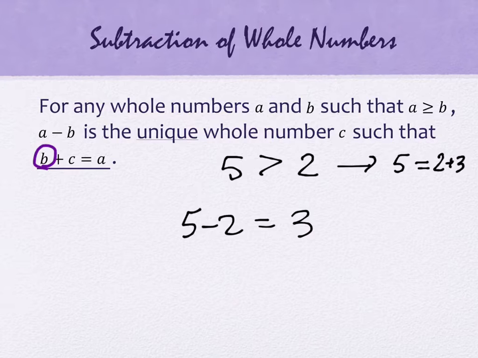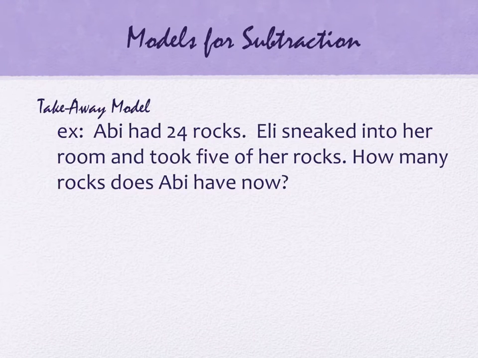We're going to take a look at 3 models of subtraction. The first model for subtraction is the takeaway model, and in fact, if you were to ask a lot of children what does subtraction mean, they might use the phrase takeaway. We're going to find very quickly that that's not the only way to think about subtraction, but it is one way.